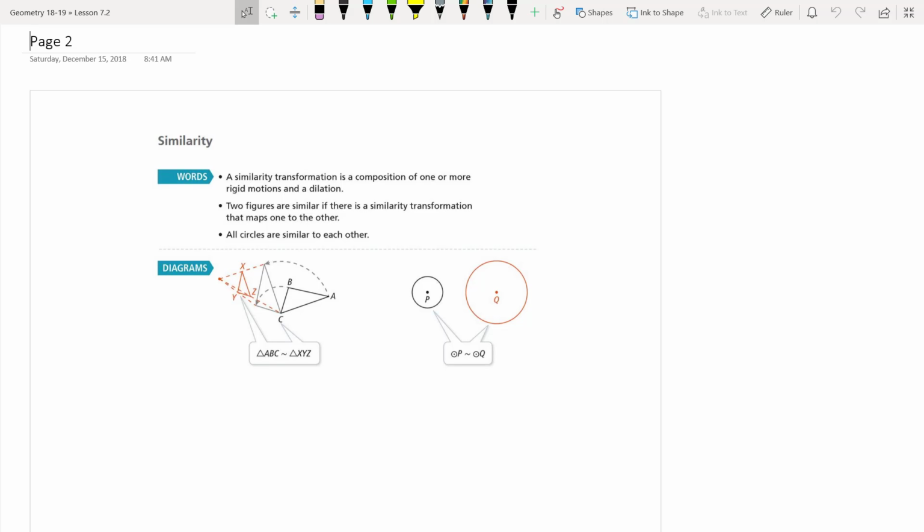One thing to note that they talk about here as we wrap up is that all circles are considered similar. No matter what kind of circle you have, whatever size radius it is, every circle will be similar.